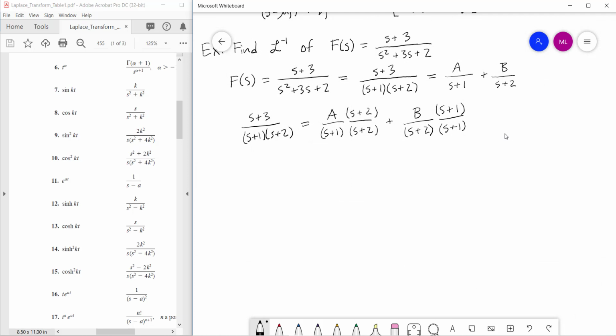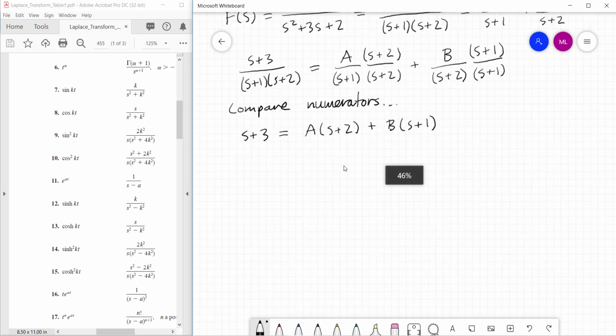So the denominators are all the same, so we just need to compare the numerators. When I compare the numerators, I'm going to get s plus 3 on the left is equal to a times s plus 2 plus b times s plus 1. We can either distribute through and look at the different powers of s, the s to the first power terms and then the constant terms, to solve for a and b, or we can just pick convenient values.